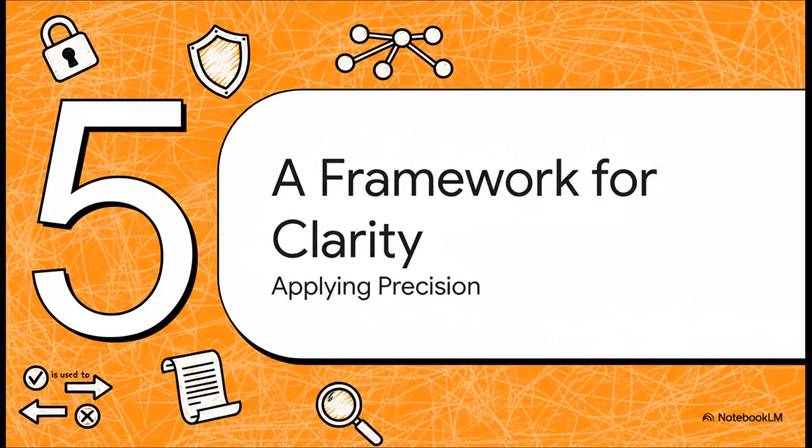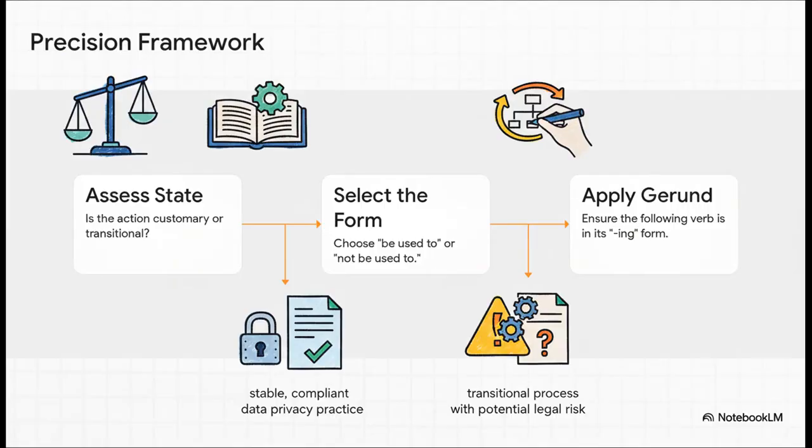So, how do we make sure we get this right every single time? Let's distill all this down into a clear, actionable framework you can use in your own work to communicate with absolute precision. It's really a simple three-step process. First, just assess the reality of the situation. Is this a stable routine or is it a work in progress? Second, based on that, pick the right form. And third, just do a quick grammar check. Make sure the verb that follows is in its -ing form. This simple little checklist can save you from some serious miscommunication.